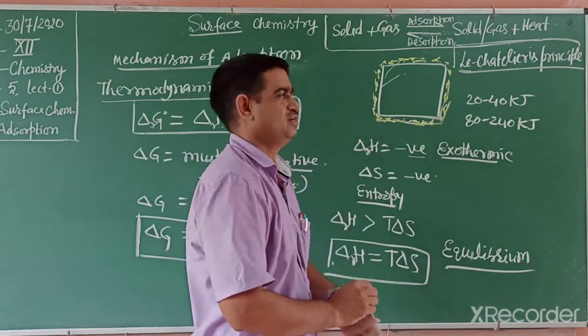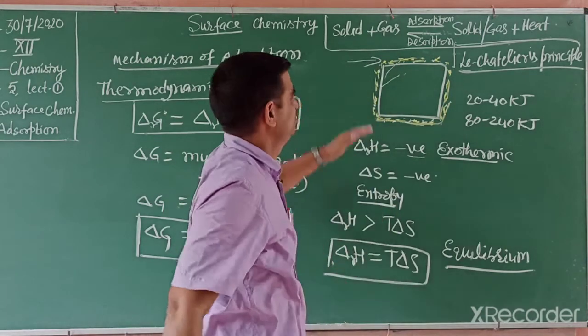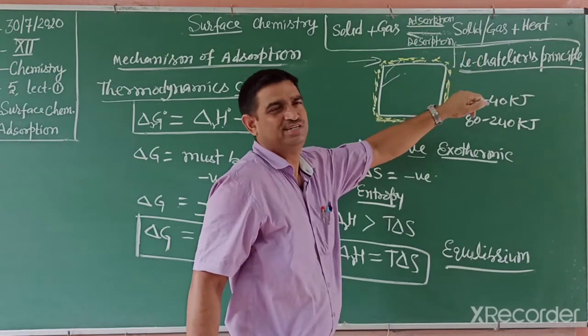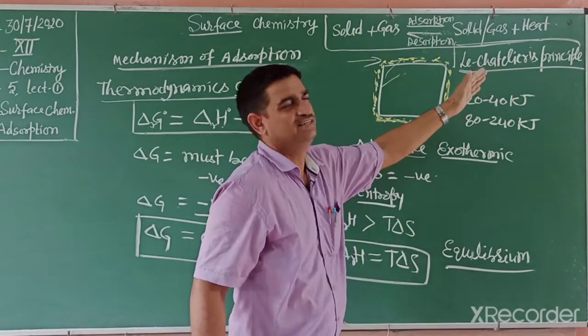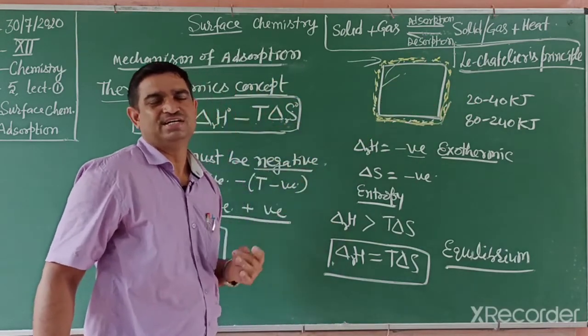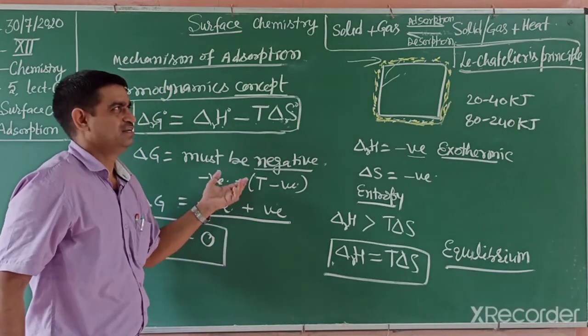If you apply pressure, then this reaction shifts towards the product side, because this side is gaseous and that gas is adsorbed, so there is less pressure. So if you apply high pressure, then the reaction shifts towards the product side. So these are Le Chatelier's principle. We already studied equilibrium in 11th class, and this is a very important thermodynamic concept.